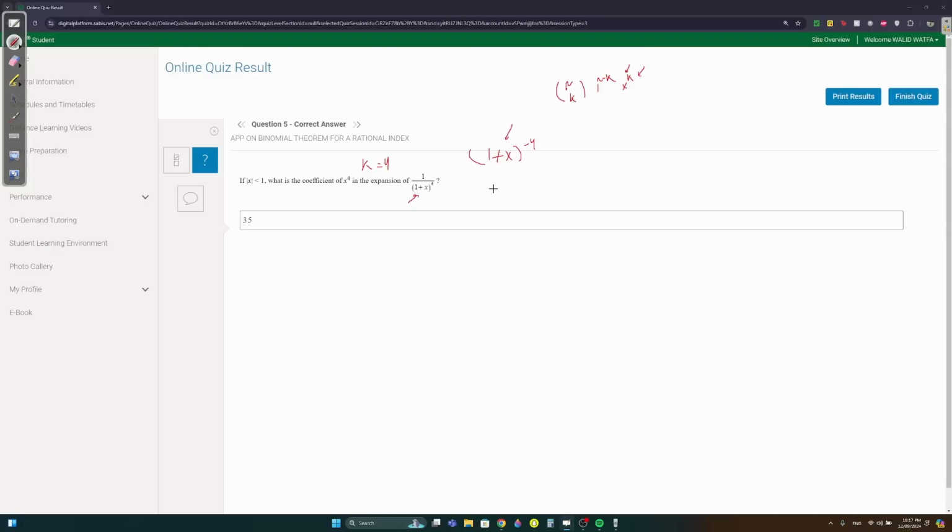Oh, sorry. 1 plus x is -4. Okay, yeah. So now we know k equals 4. So let's expand, given that k equals 4. So -4 is n, k is 4. Well, we don't write the 1, right? Remember, we don't write the 1.